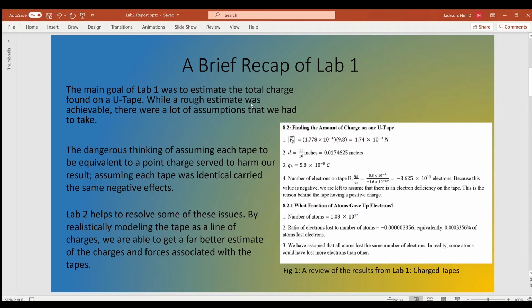Before I begin, here's a brief recap of Lab 1. Our main goal was to estimate the total charge found on one of the U-tapes, and this was achieved through some basic calculations using some fundamental physics principles. The main problem with this was that we generalized our system far too much. We assumed everything was point charges and everything was idealized, and that's simply not the case, and this lab aims to resolve some of those issues using the new material we learned in the class this week. And on the right you can see my results from Lab 1.